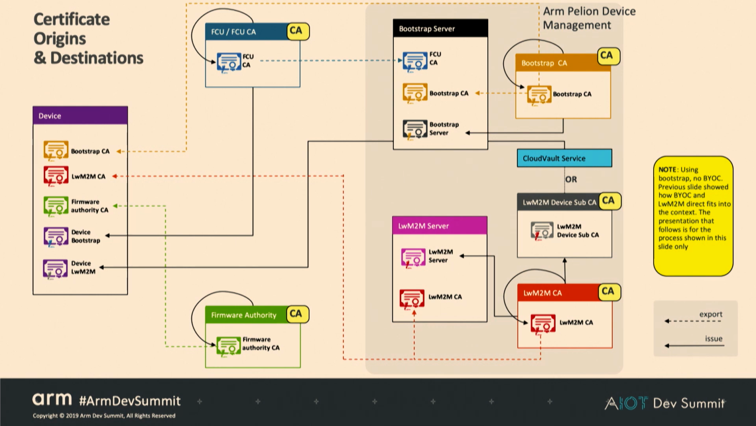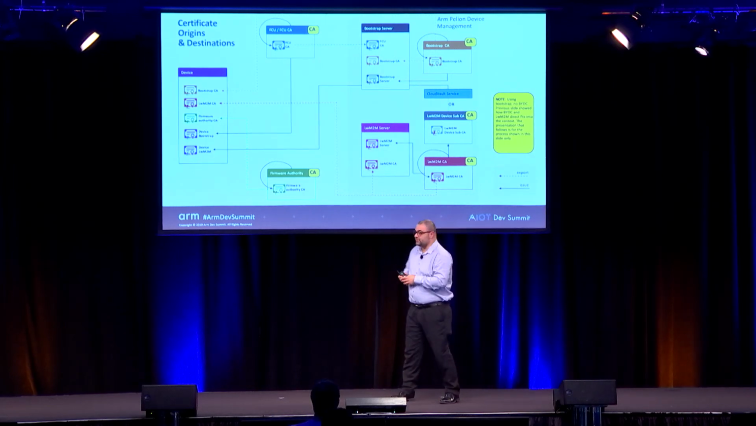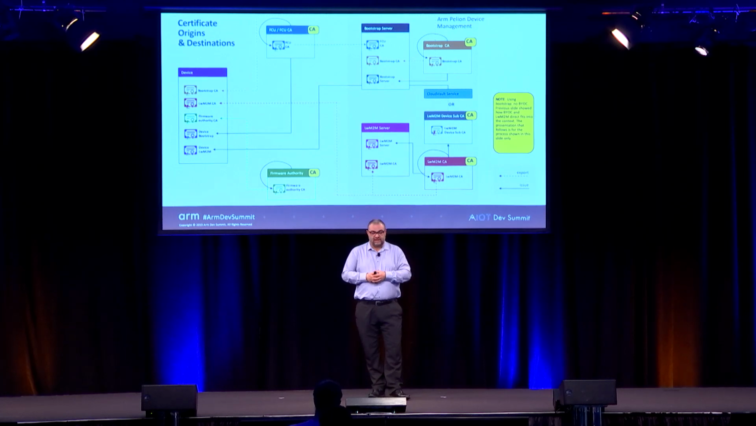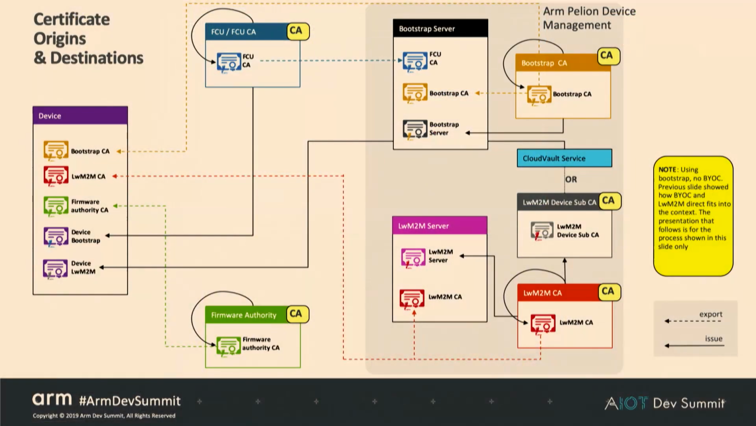So before I get started with the steps, I just want to give you an idea of what we're looking at over here. So on the right-hand side, you can see there is the Pelion device management area. That's something that is running inside the cloud. It's part of Pelion. So the Bootstrap server, the lightweight M2M server, as well as all those CAs running over there are stuff that is run and controlled by ARM. Those are things that we've set up.